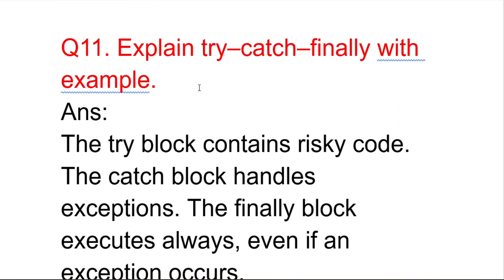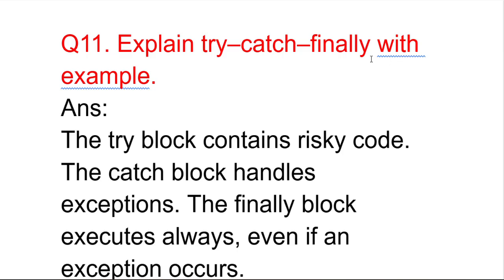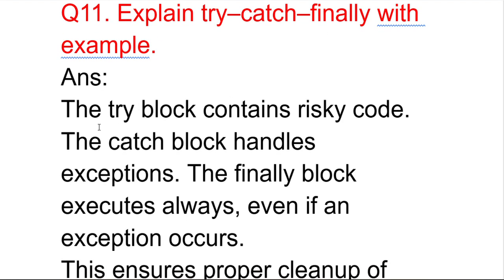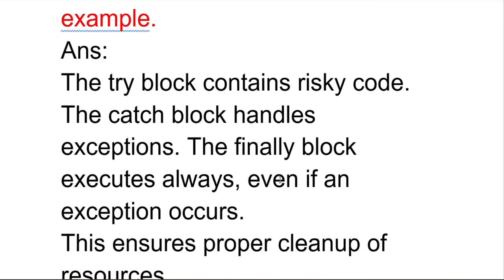Next question. Explain try catch finally with example. The try block contains risky code. The catch block handles the exceptions. The finally block executes always. That means the block at the last will always be executing.